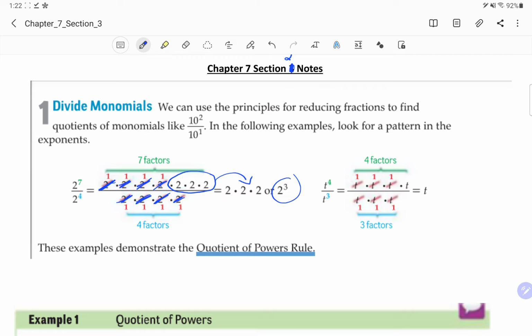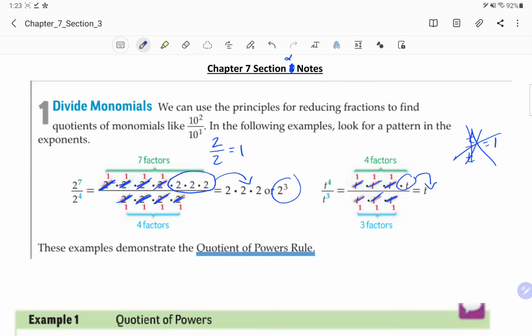Okay, they show the same thing over here. They did it with letters this time. T to the 4th, so we have 4 t's, and then t to the 3rd, 3 t's. These t's are still going to cancel each other out. 1 on the bottom cancels 1 on the top, because t over t is equal to 1, just like 2 over 2 is equal to 1. So that's why they cancel each other out. They go to 1, and when we multiply something by 1, it doesn't change anything. So this just leaves us with 1t, like so. So t to the 1st, or just t.